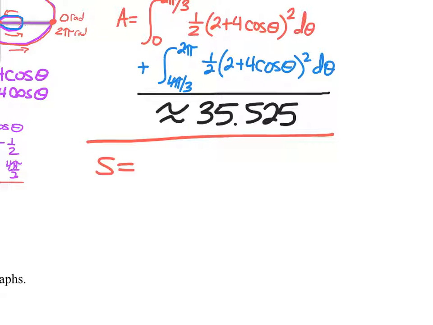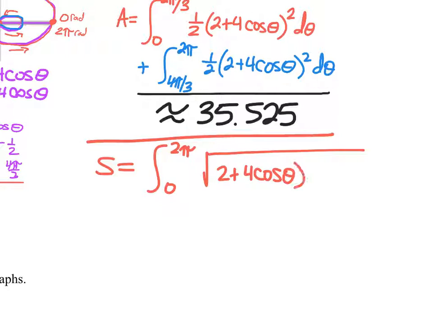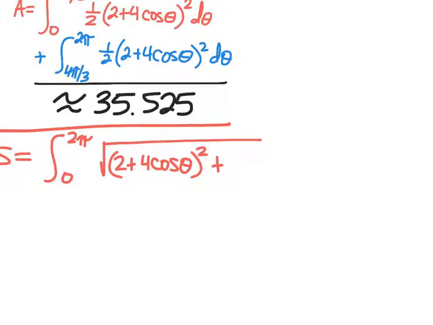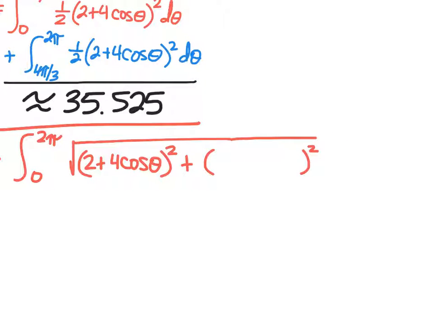All right, so for arc length, straight from 0 to 2 pi, the sum of the square values. So r, which is 2 plus 4 cosine theta, squared, plus the second part is a little hairier. You need the derivative of r as a quantity squared, d theta.